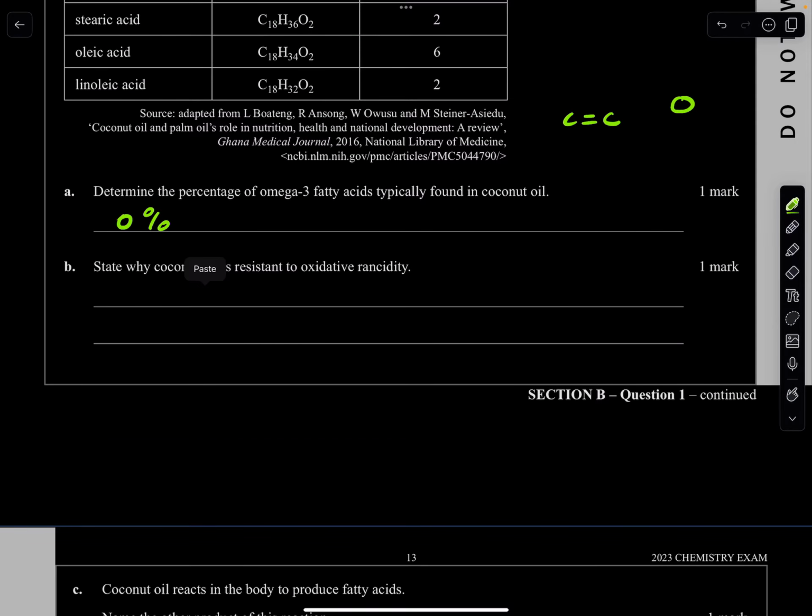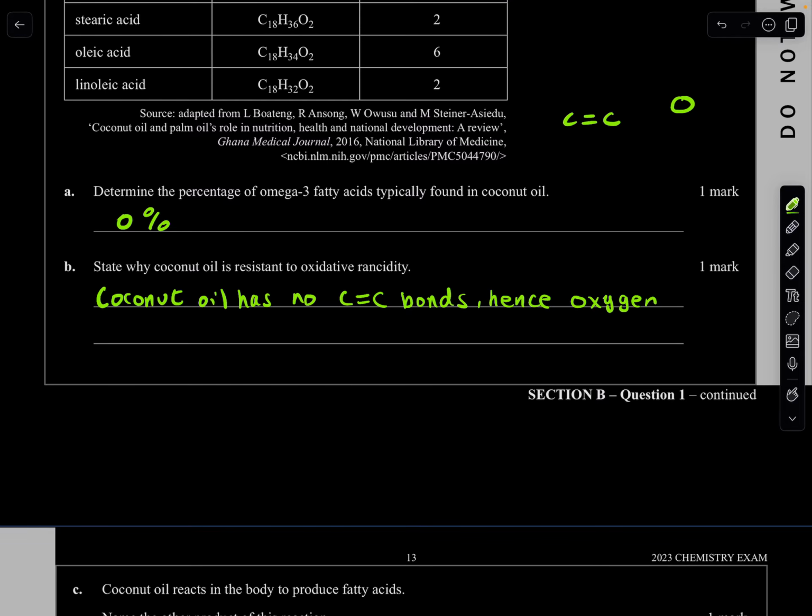So what we're going to say: coconut oil has no carbon-to-carbon double bonds, hence oxygen can't react with them and cause that oxidative rancidity. Hence oxygen can't react, which basically means no oxidative rancidity. Because there's only one mark, so oxidative rancidity. Beautiful. Nice question. Next question.